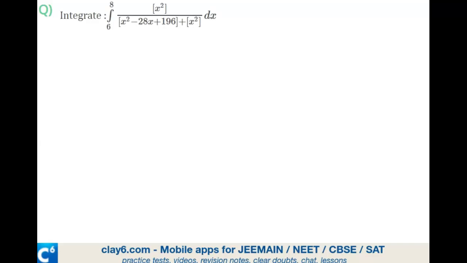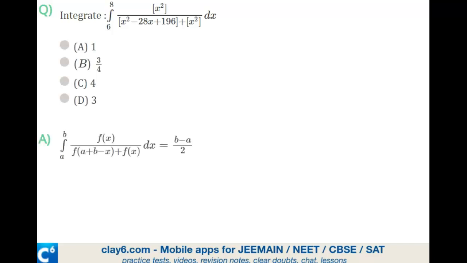Integrate from 6 to 8 the step function x square divided by step function x square minus 28x plus 196 plus step function of x square dx. And 4 options are given. So what do we do about this?